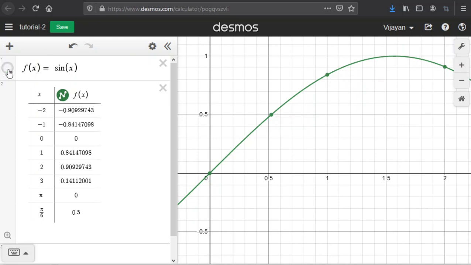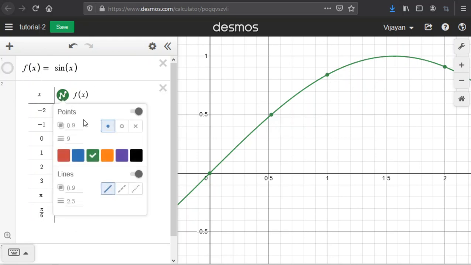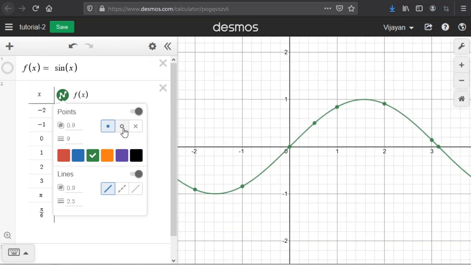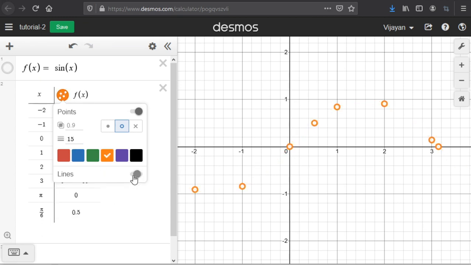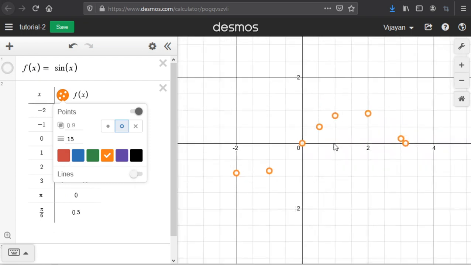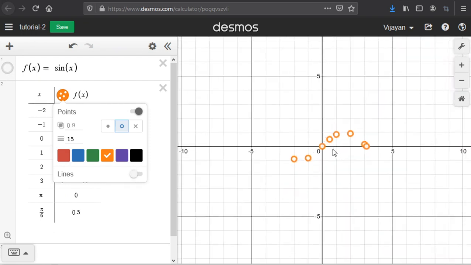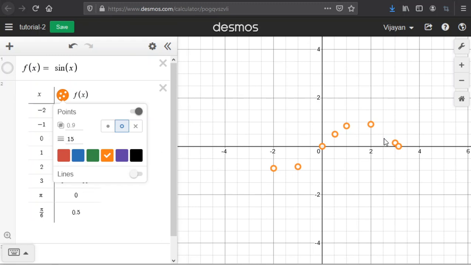Now I switch off this one and I keep pressing on this. Here I can get options like choosing the circle instead of dot or choosing the cross instead of dot. Suppose I choose the circle and I increase the thickness to 15 and change the color also. Suppose I don't want to see the lines, then I can click here. Only the circles will exist, the lines will vanish.